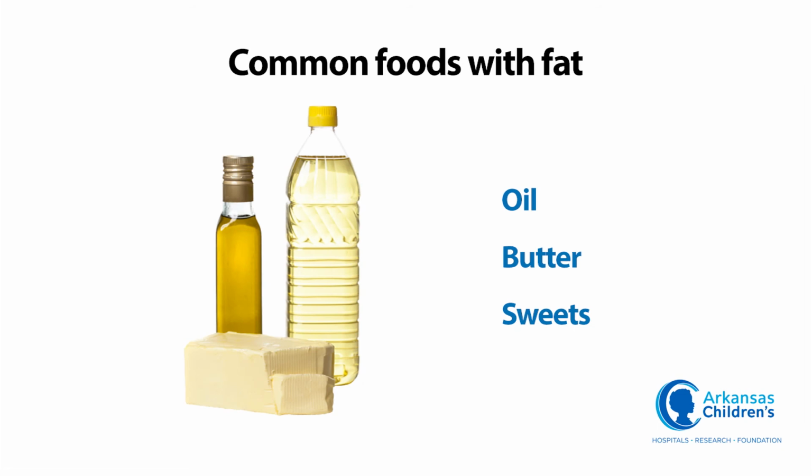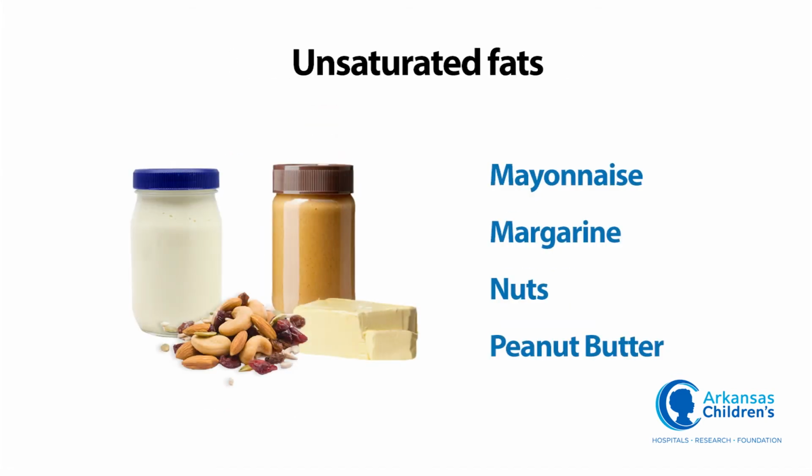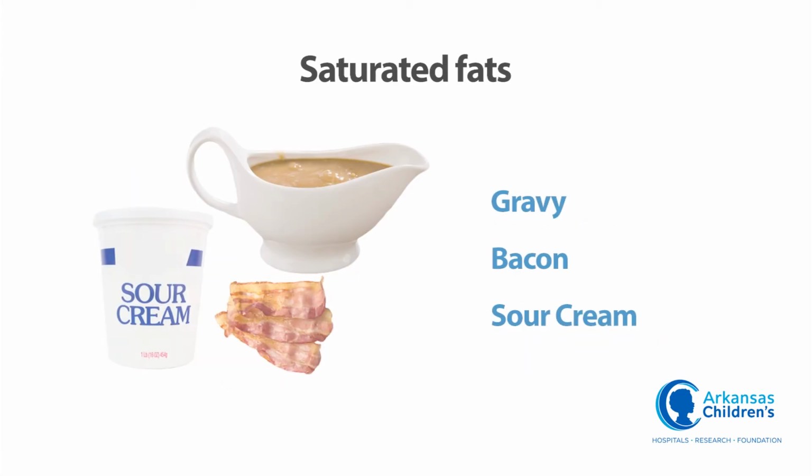Fats also have very little alteration of blood glucose. Common foods with fat include oil, butter, and sweets. Unsaturated fats are healthier than saturated fats. Examples of foods with unsaturated fats include mayonnaise, margarine, nuts, and peanut butter. Foods with saturated fats include gravy, bacon, and sour cream.